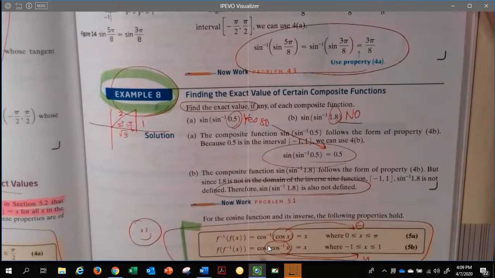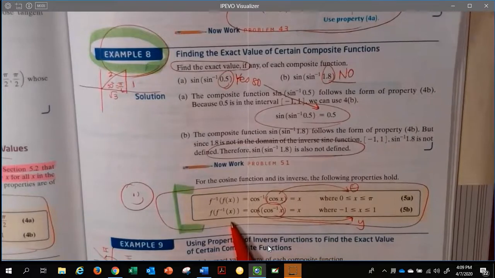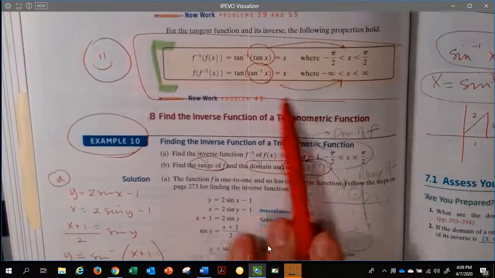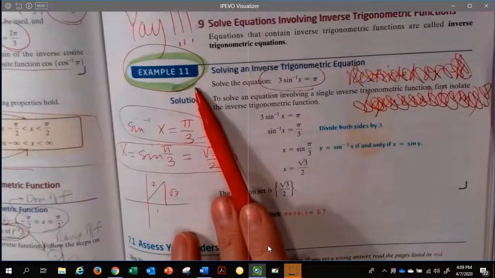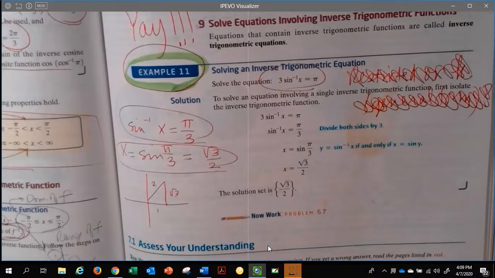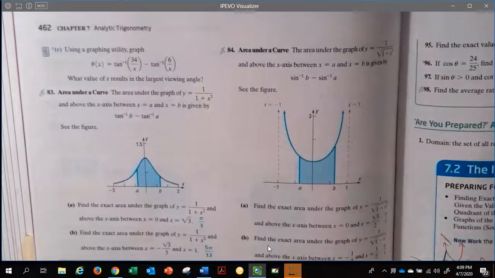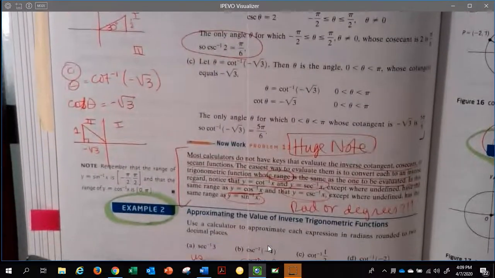And then that brings us to cosine. Do you know these properties? You've got to have them by memory. On the next page, there are some tangent properties. And then there's an example 11 on page 459. That's all I've got to underline in 7.1. It probably still seems like a lot, but it's better than saying, hey, go memorize all of it. I am narrowing it down.